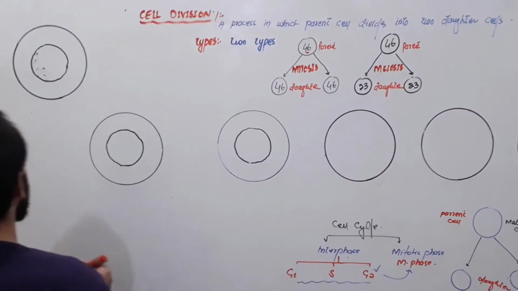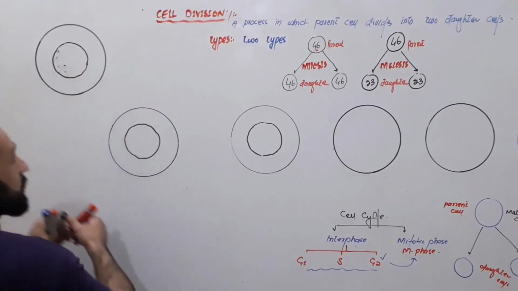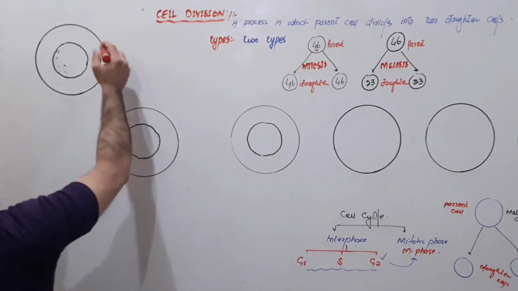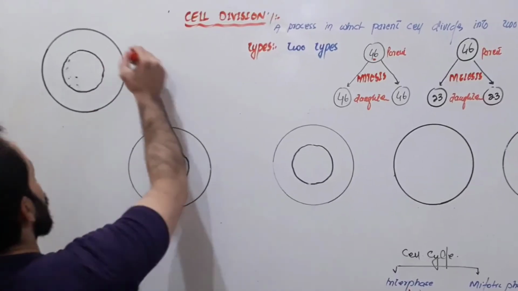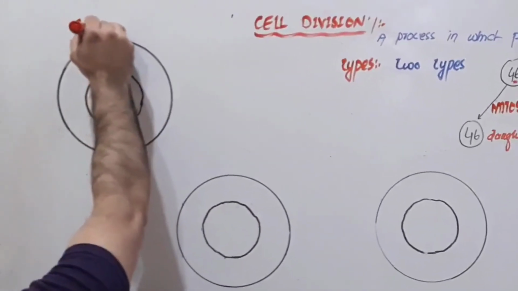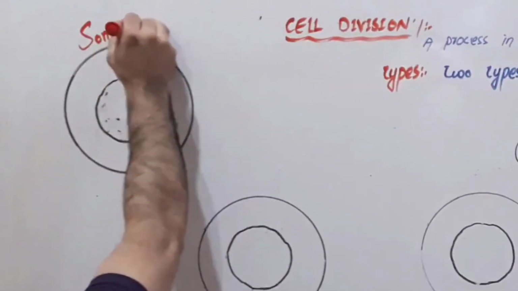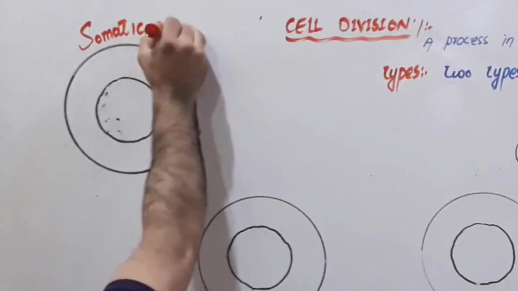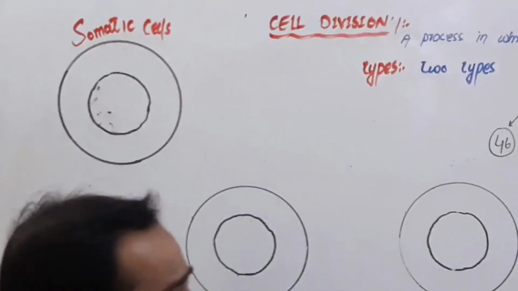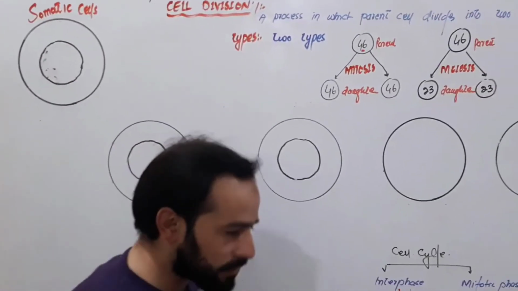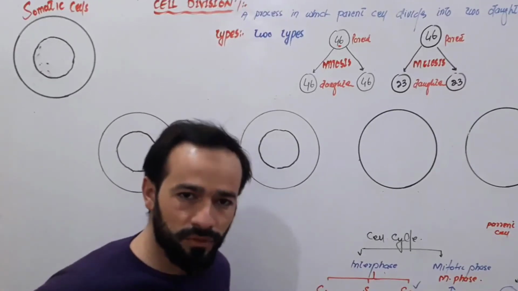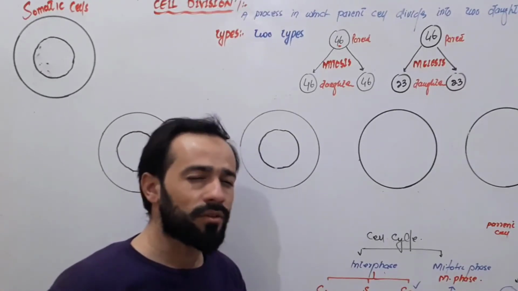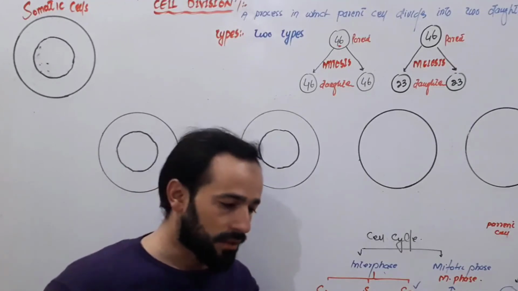For example, my dear friends, it is a somatic cell, right? For example, this cell is a somatic cell. And you know mitosis occurs in somatic cells of our body. Clear? And while we are discussing the differences between mitosis and meiosis, we will see what a somatic cell is and what a germ cell is; that will be discussed later.